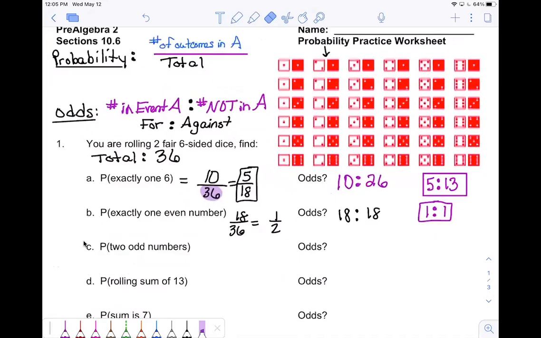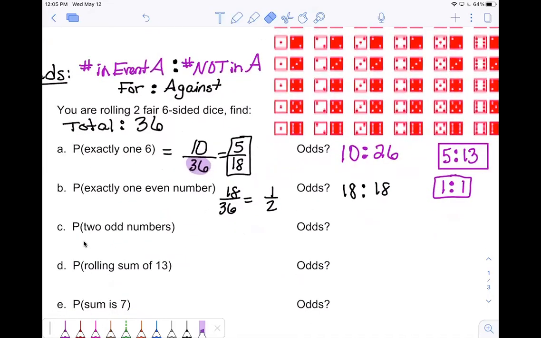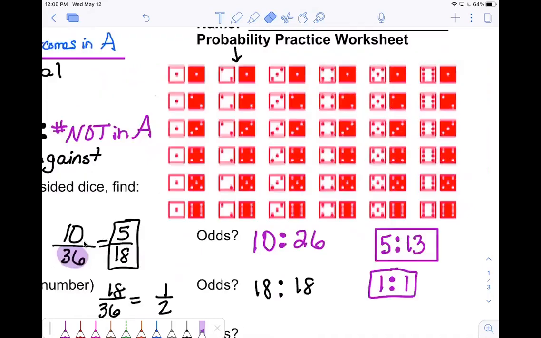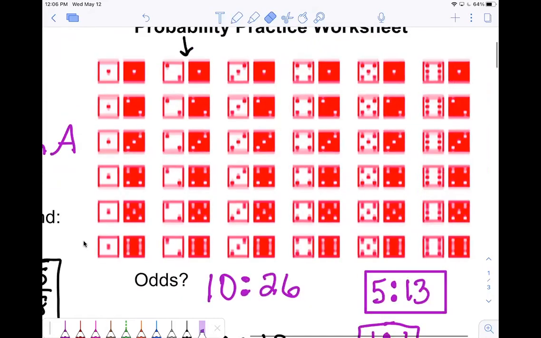All right, the next one says, we want to find the probability of the dice having 2 odd numbers on them. So Maya, if you look at the dice, I'll start you off with the first one. We're looking at the first row. 2 odd numbers. So 1 and 1 are both odd. Do you see any other pairs in that row, Maya, that would have 2 odd numbers in the pair?